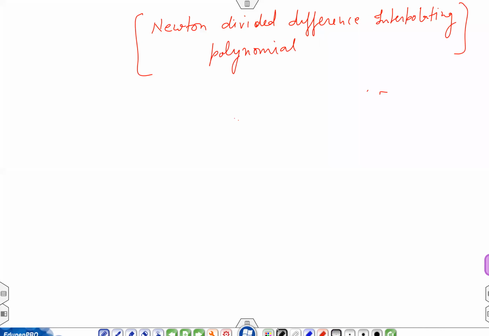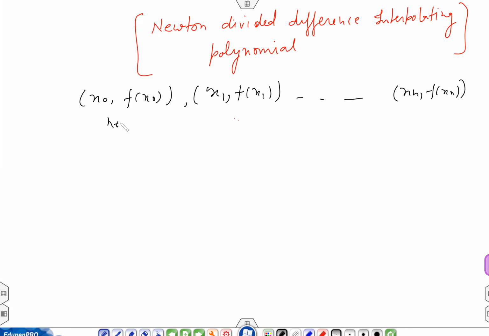Suppose the same thing, n plus 1 data points are available. Let us suppose x0, f of x0, x1, f of x1, up to xn, f of xn. n plus 1 data points are available. So we can construct a polynomial of degree n.